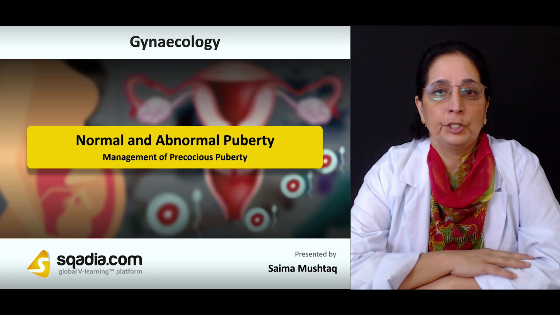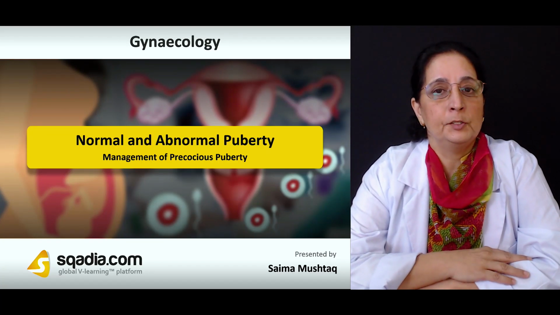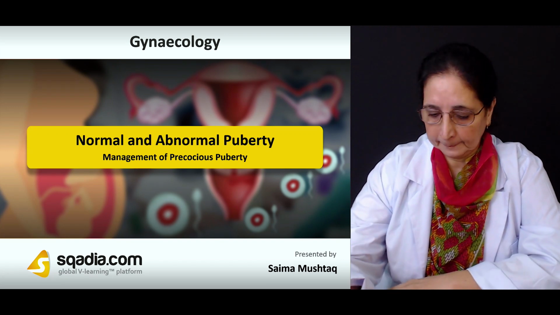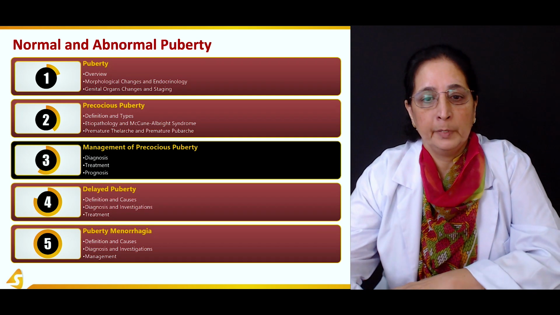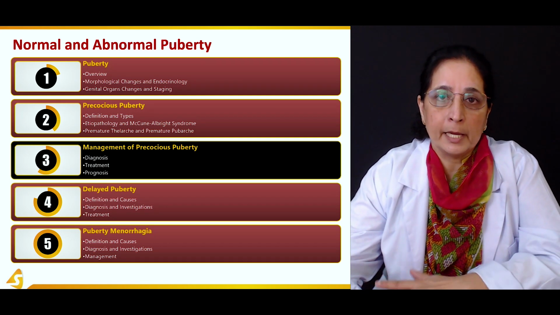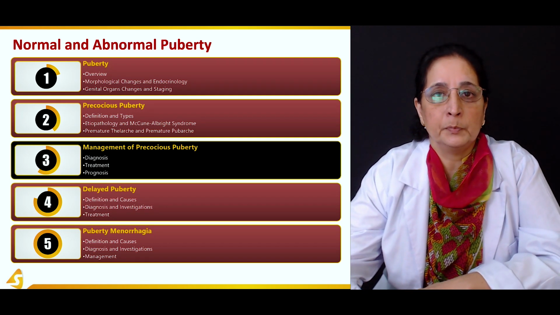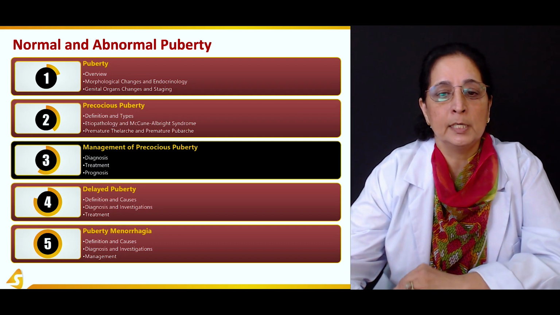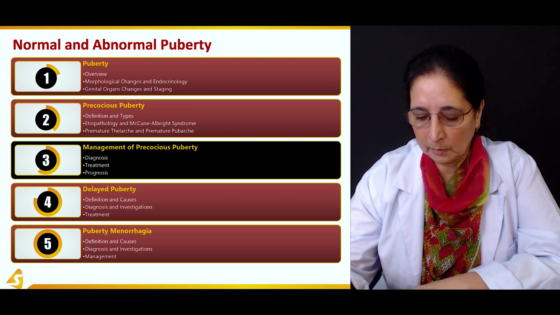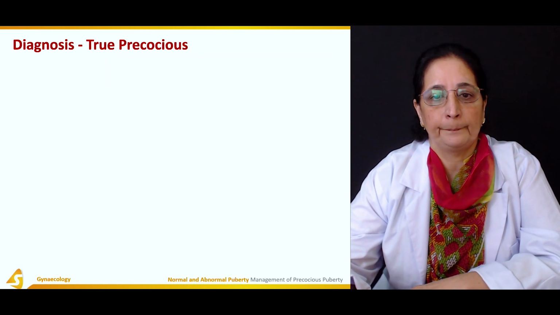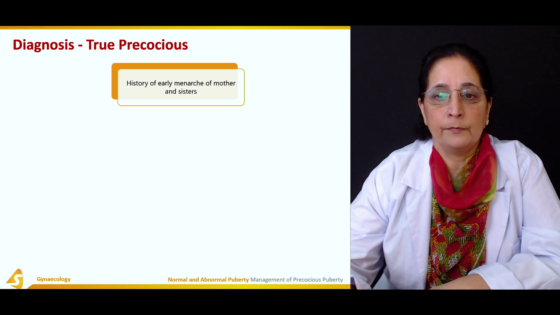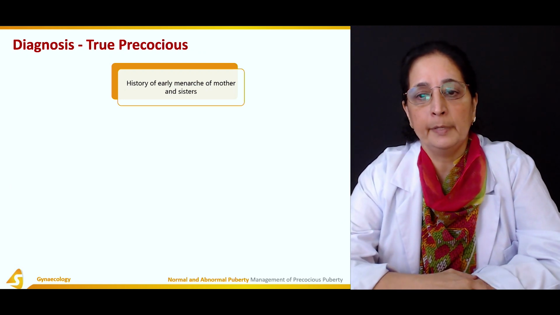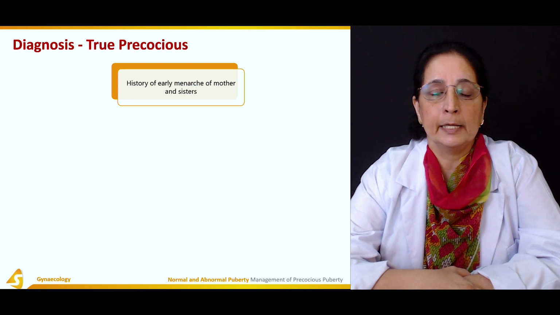In the third section of our lecture, now we will talk about the management of precocious puberty. In the management, we will talk about the diagnosis, how we diagnose precocious puberty, treatment of precocious puberty, and prognosis of precocious puberty. So diagnosis of true precocious puberty is history of early menarche of mother and sister.